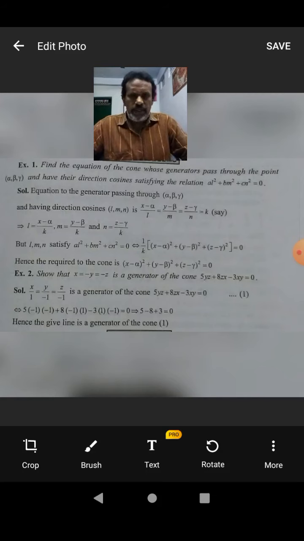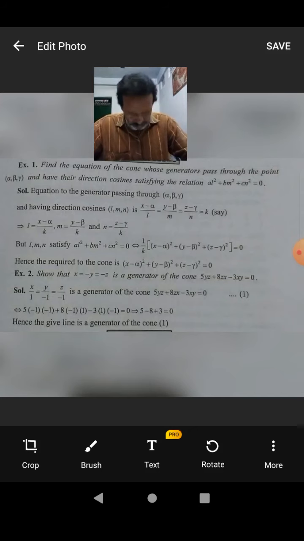These l, m, n values are substituted in the relation al square plus bm square plus cn square is equal to 0. We get a into (x minus alpha) whole square plus b into (y minus beta) whole square plus c into (z minus gamma) whole square is equal to 0. This is the required equation to the desired cone.